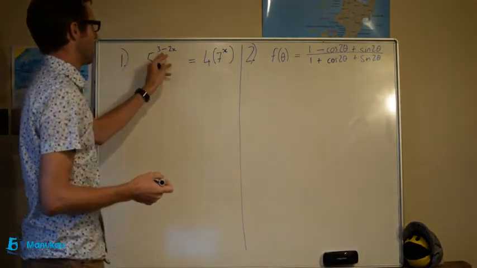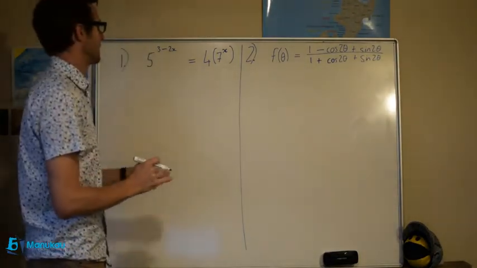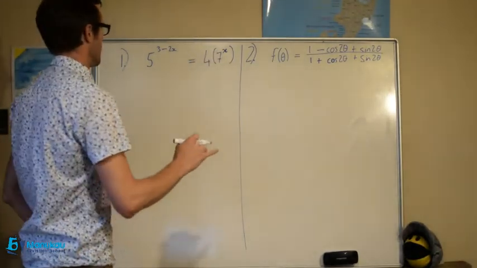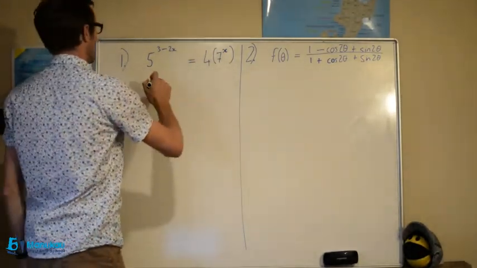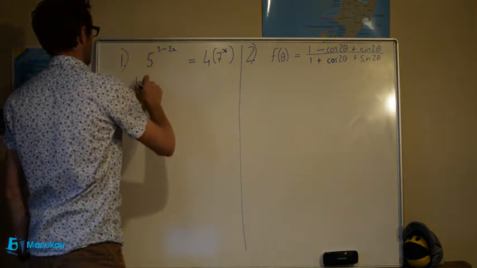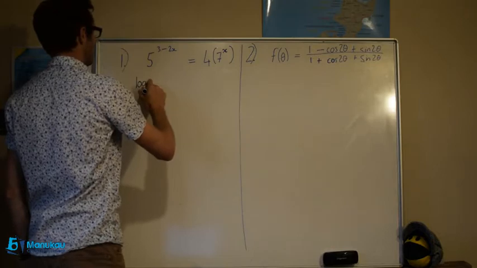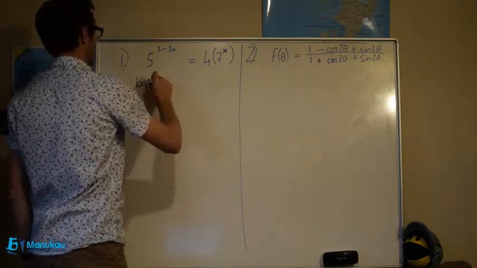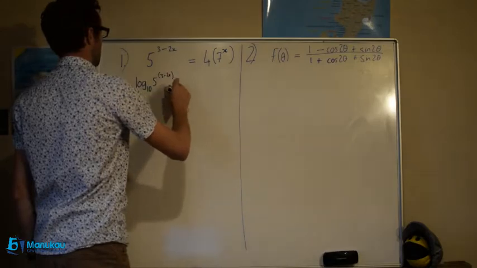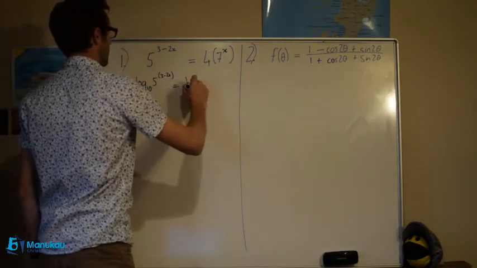We've got 5 to the power of 3 minus 2x is equal to 4 times 7 to the power of x. The first thing we're going to do is take a logarithm of both sides, and I'm just going to do log base 10 of each. Like this.